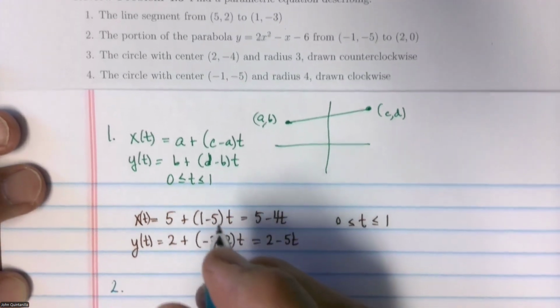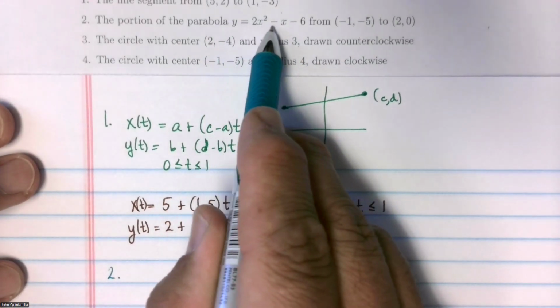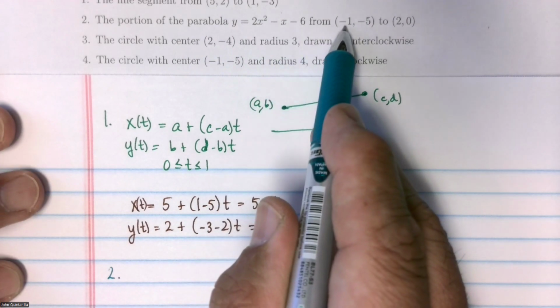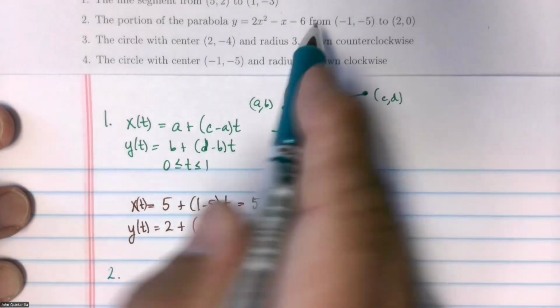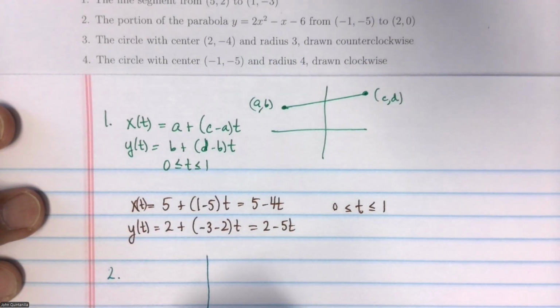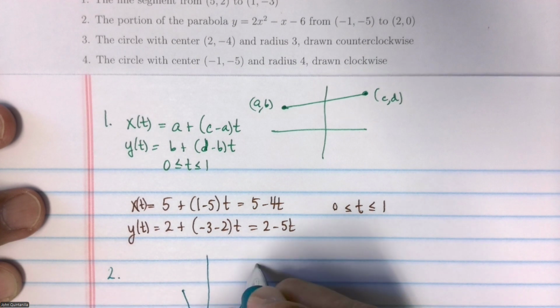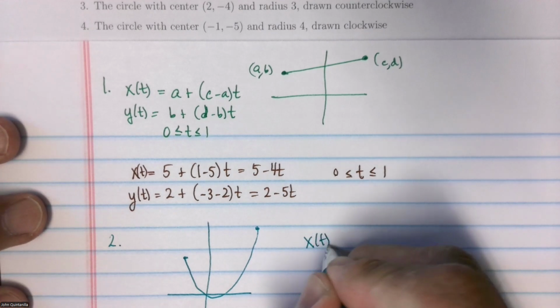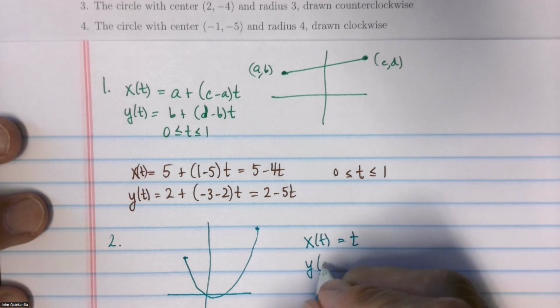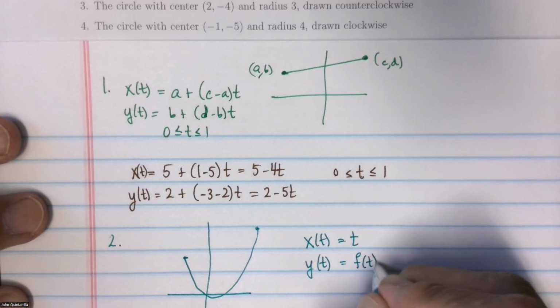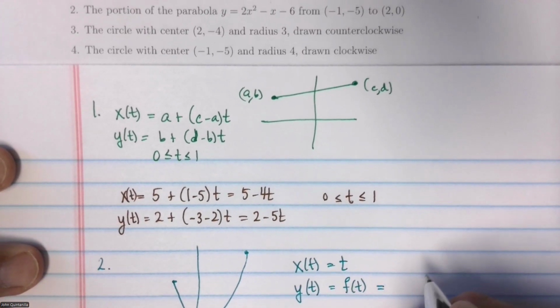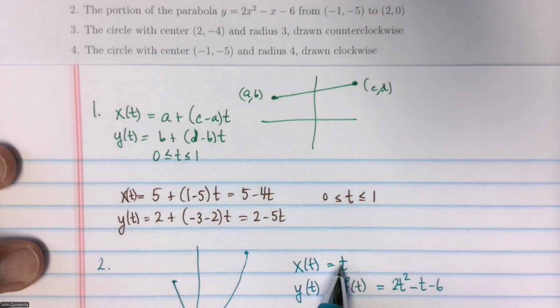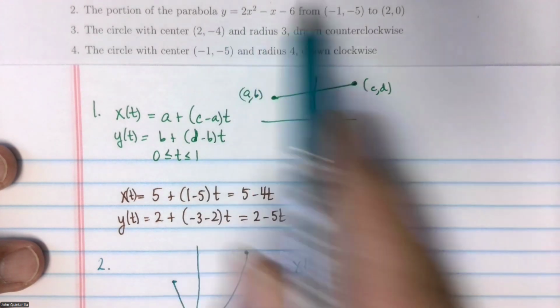Number 2, we are given this function, y is equal to 2x squared minus x minus 6, and we're graphing between (negative 1, 5) and (2, 0). If I have any function, let alone a parabola, the parameterization that I will use is x of t is equal to t, and y of t is equal to f of t. And my f of t this time is 2t squared minus t minus 6. So there's my parameterization: x is equal to t, y is equal to 2t squared minus t minus 6, the exact same thing that I see here.